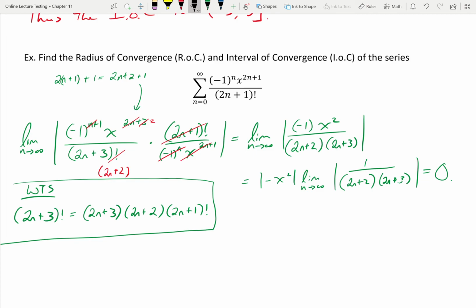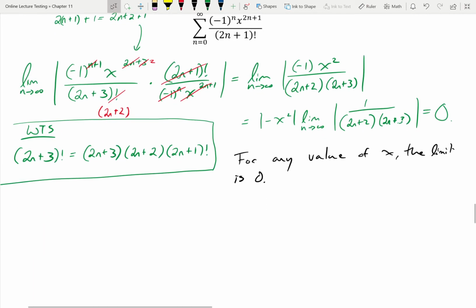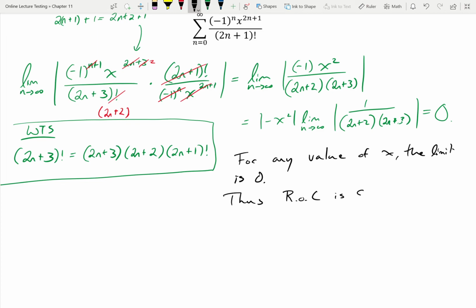Well, that means for any value of x, any fixed value, the limit is in fact 0. Well, if that's the case, that means any x value works. So therefore, thus, the radius of convergence is infinity, and the IOC, well, if the radius of convergence is infinity, the IOC is negative infinity to infinity.